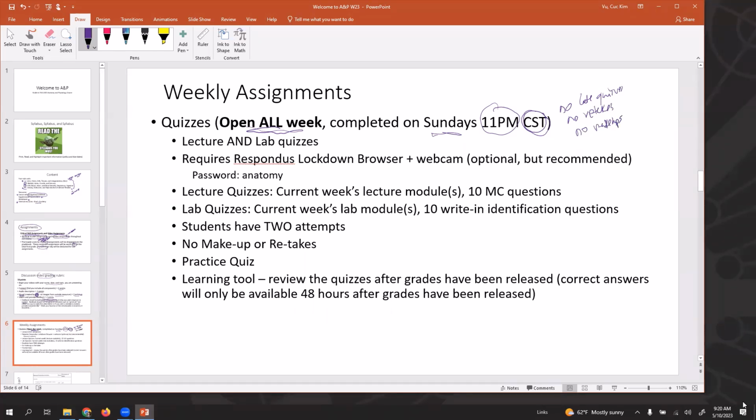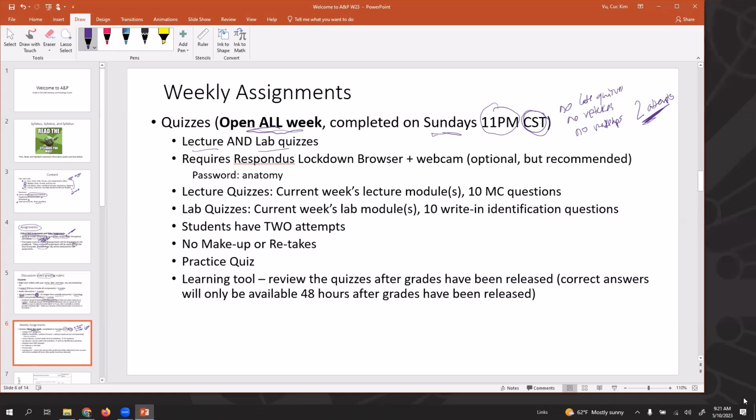The nice thing, though, is that starting from last term, I did change it so that you have 2 attempts. You're allowed to take the quizzes twice, and I will take the highest scoring one. This is true for your lecture and your lab quizzes. Let me double check, but for sure your lecture, I need to double check if that's true for your lab as well. I'm pretty sure it is.